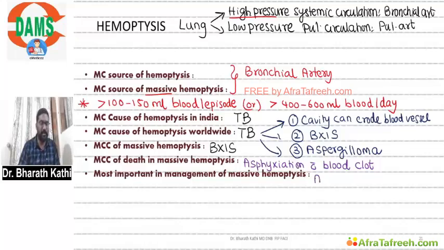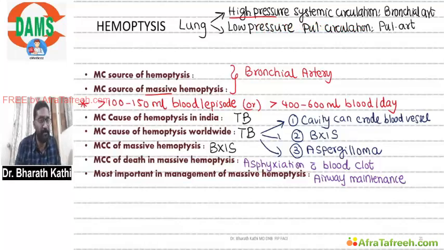It is usually airway maintenance. So this also you should be able to answer. So airway maintenance. Death in hemoptysis is generally asphyxiation with blood clot. And most important in management of massive hemoptysis, apart from circulation, it is airway maintenance.